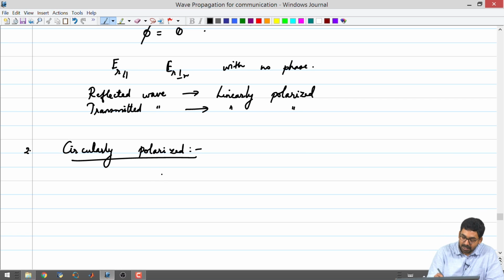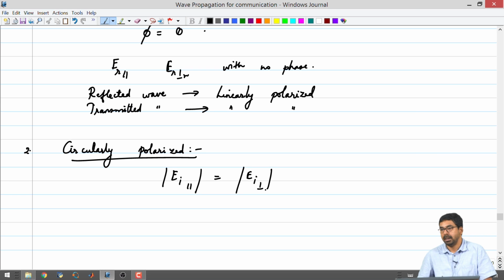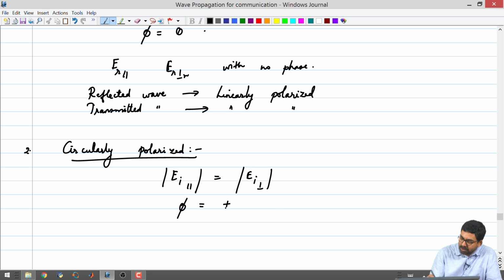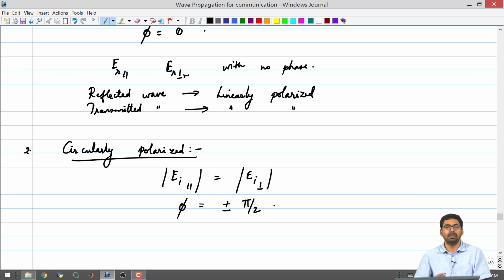So, here we can say that equivalently your EI parallel is the same as your EI perpendicular in magnitude, that is how you define circularly polarized with respect to an interface, and there is a phase difference between the two, and it could be either plus pi by 2 or minus pi by 2 depending upon whether you are having left or right circular polarized wave. So, this would be the condition for having circularly polarized wave hitting your media interface.